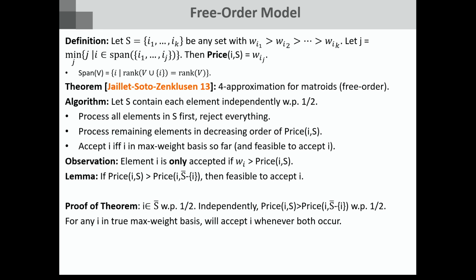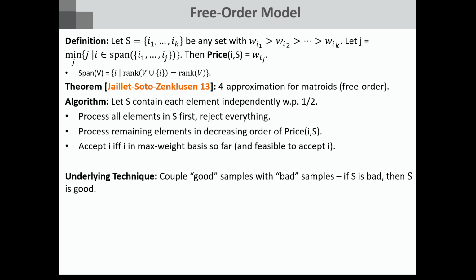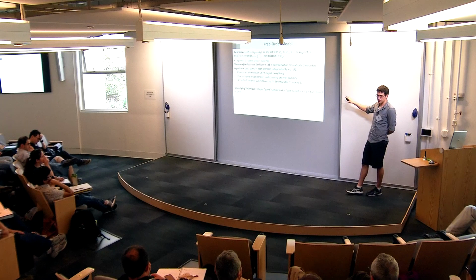For any I in the true max weight basis, we will definitely accept I whenever both of these occur, because this means it's feasible to accept I when it arrives, and I comes in S bar, so it's not part of the rejected set. This directly says that we accept every element in the max weight basis with probability at least a fourth, and that gets the 4 approximation. Are there any questions about this proof? I'm just going to say one sentence and then wrap up the talk.